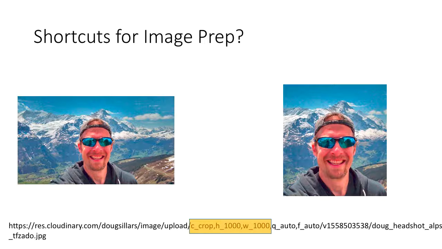So here I'm trying to find a shortcut for image prep. I've got this full-size image, and I want to crop it. I'm using Cloudinary. What you do with Cloudinary is you upload the full-size image, and then it gives you a URL. Then I added these terms in the middle of the URL. It's saying crop it in the center to 1,000 high by 1,000 wide.